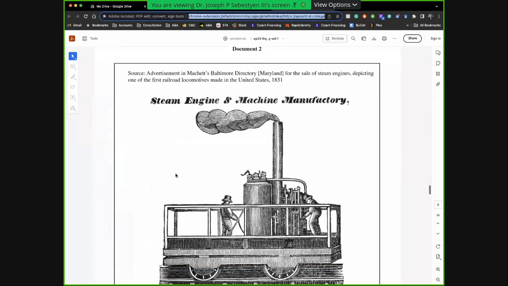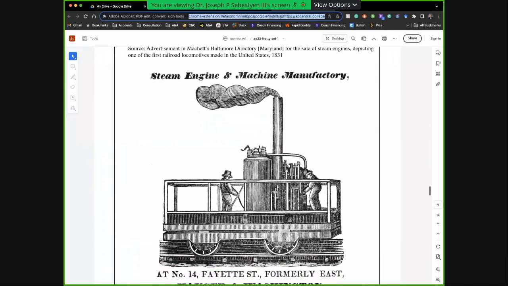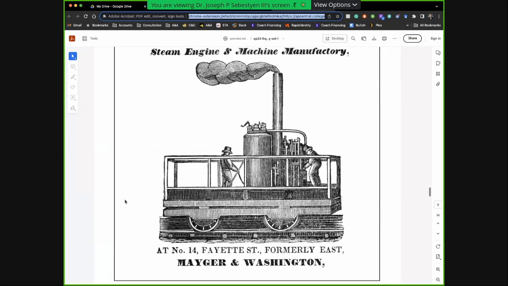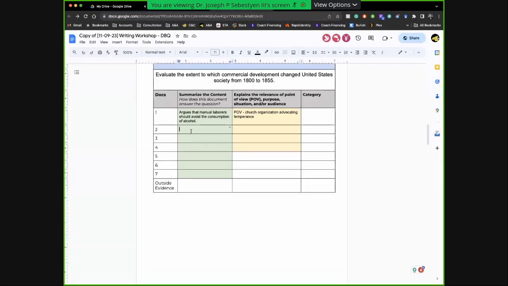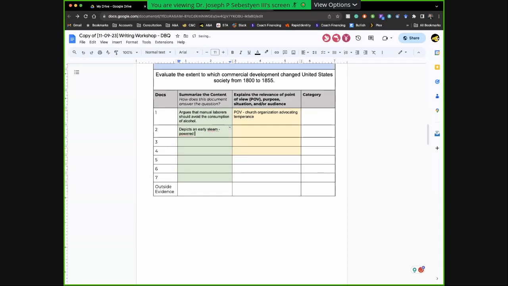Document 2. There's a picture advertisement of Machette's Baltimore Directory, Maryland, for the sale of steam engines depicting one of the first railroad locomotives made in the U.S. Oh, it's talking about the railroads. So for these, are you supposed to bring some outside knowledge in? Like all that shows is a railroad. So could I say the railroads helped connect and provided better transportation? Yeah, you can bring that into the outside evidence.